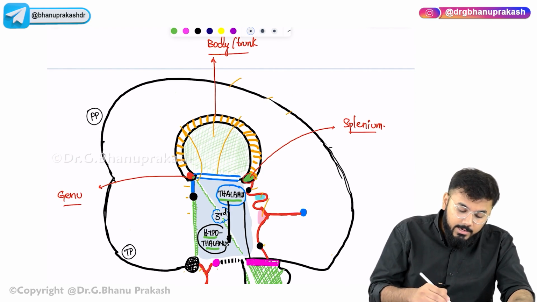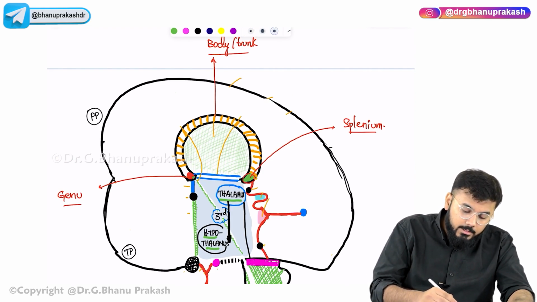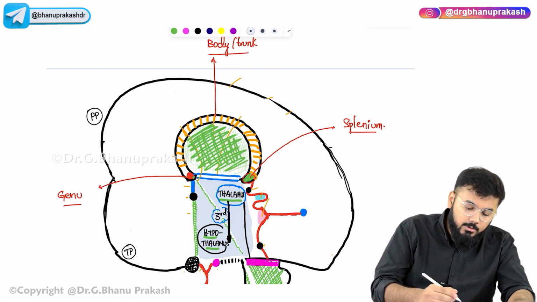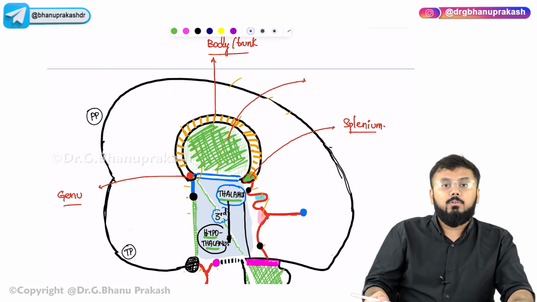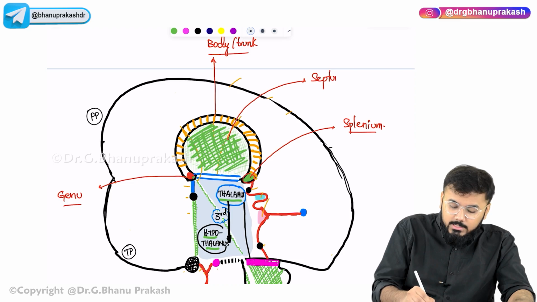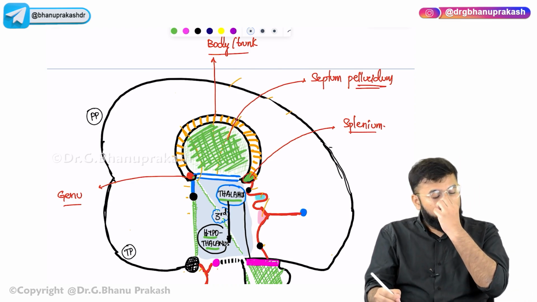Now in between that, you see a network here. Yes or no? I hope you can see a network in between like this. This network is called the septum pellucidum. What is this? This is your septum pellucidum.